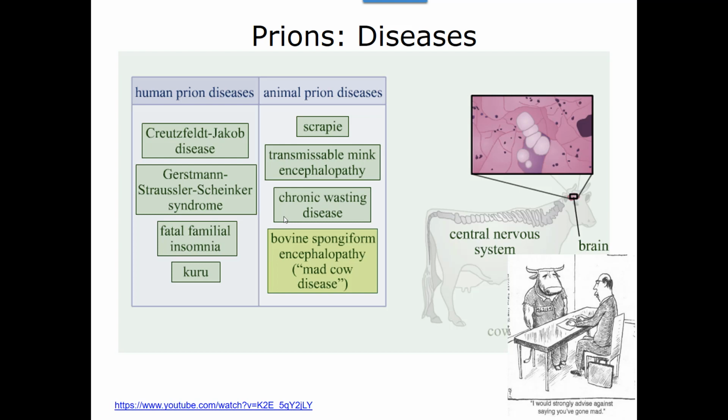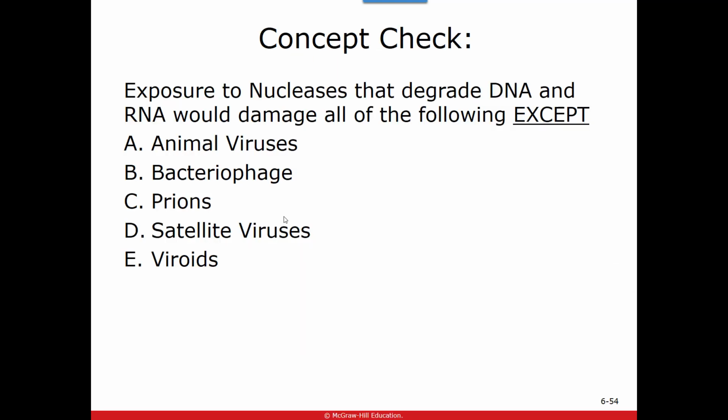Now, my last concept check question: exposure to nucleases, so enzymes that break down DNA and RNA, would damage all of the following except prions, because prions are just proteins. They have no DNA or RNA. It's just an infectious protein. So we're going to end right there.